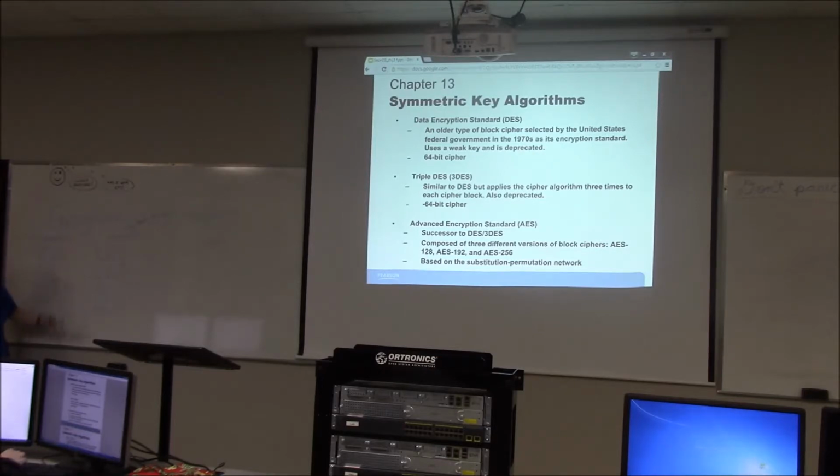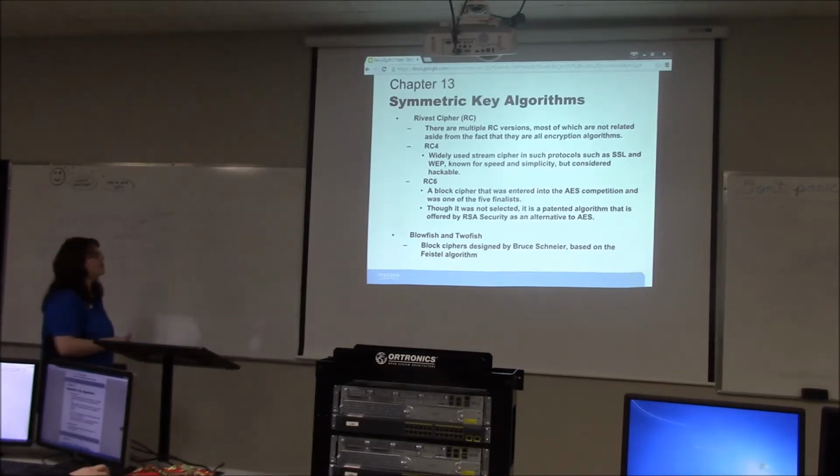What is RC again? We haven't talked about it yet. It stands for Ron's code, because a guy named Ron made it. A lot of these things stand for people's names. It's the Rivest cipher. Yeah, it's Ron Rivest. And when you look further at RSA encryption, that's named after him too. Apparently he's big on making encryption algorithms. So there's some of our symmetric keys.